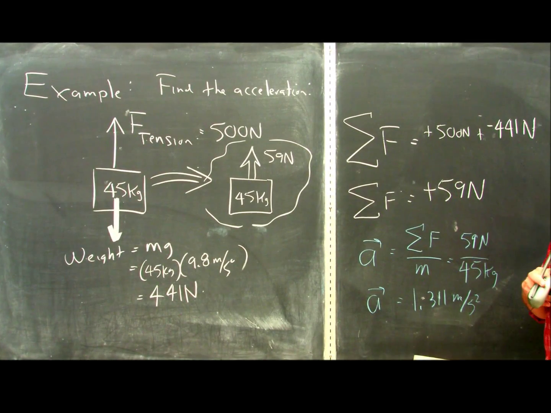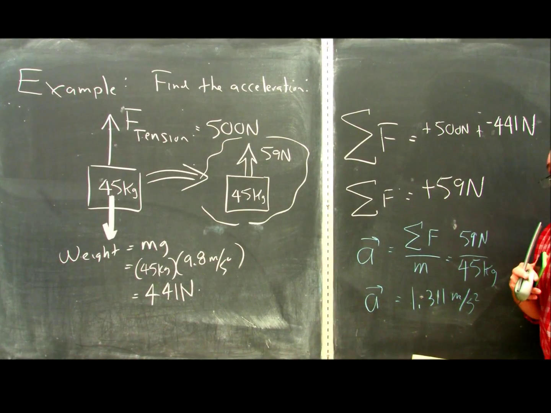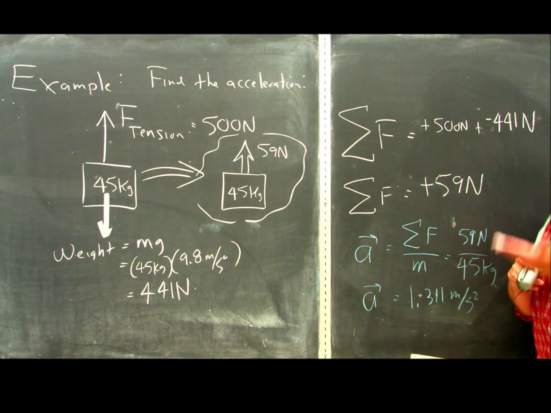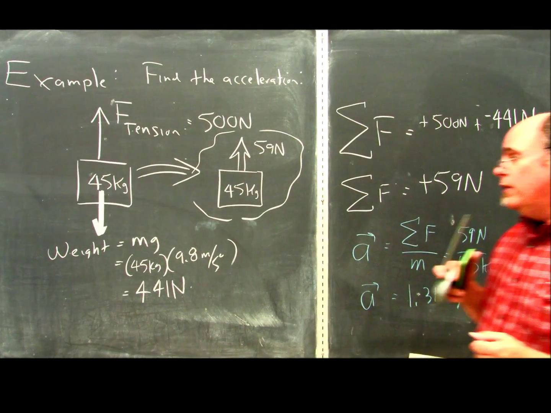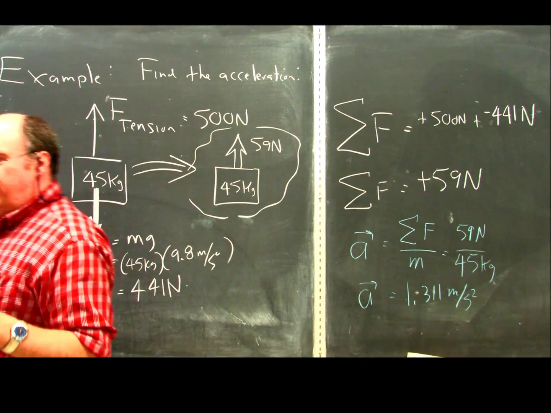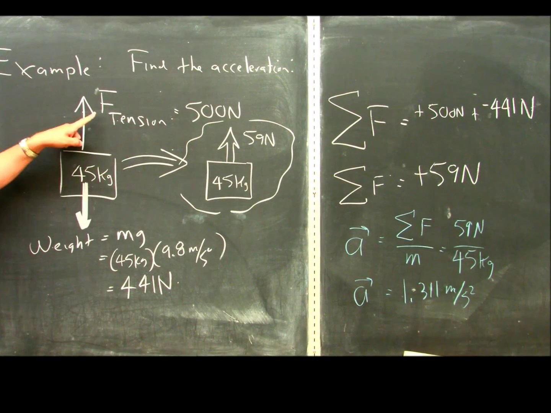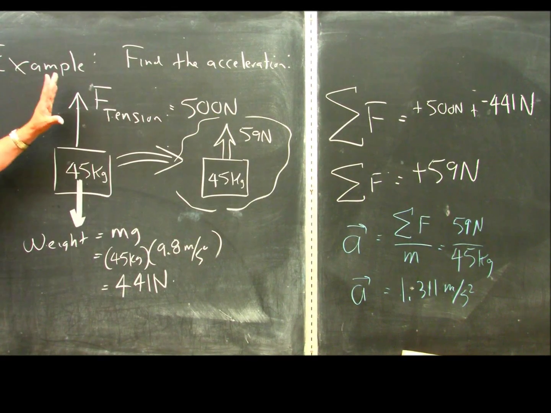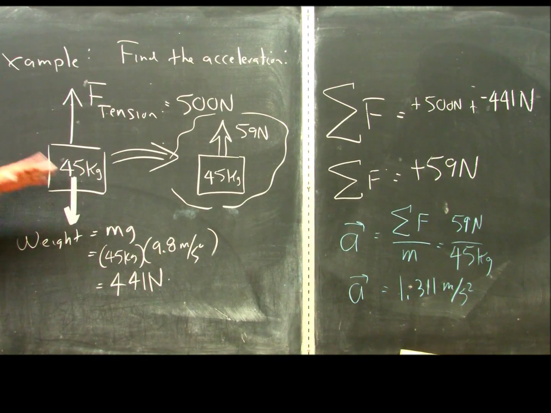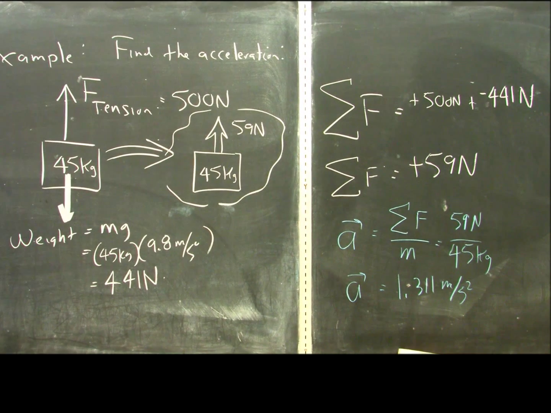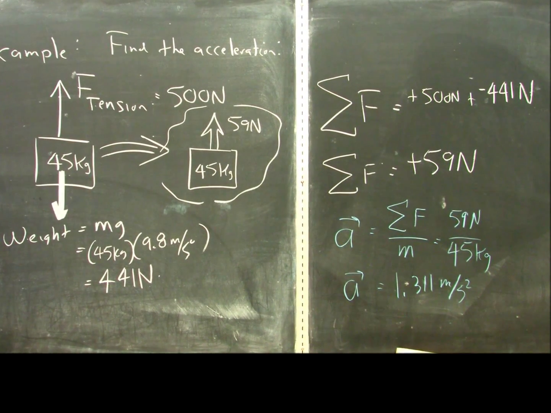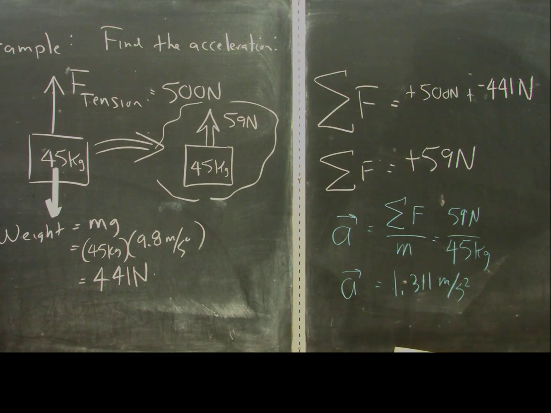And that's the rate at which this box is accelerating up into the air, which is a much different answer than if you didn't even think of the gravitational force here. If you only saw the tension as being the net force, and this as being the total mass, you would have had a completely different answer. But that's the answer. The acceleration is a positive 1.311 meters per second squared.